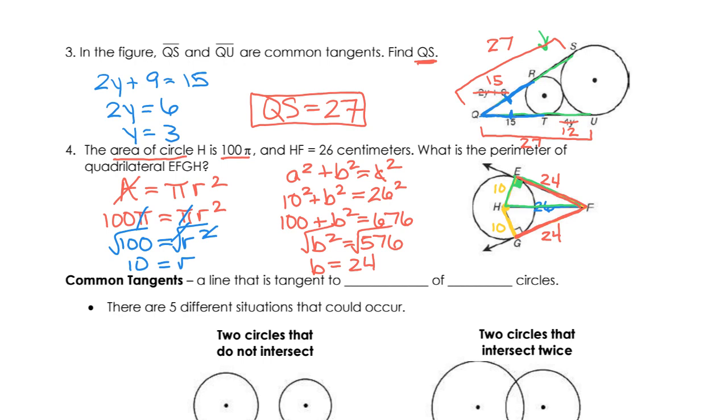And now we have all four sides of our quadrilateral. And so we're going to go ahead and add them up. Our perimeter is going to be 10 plus 24 plus 24 plus 10. And so our perimeter comes out to equal 68.